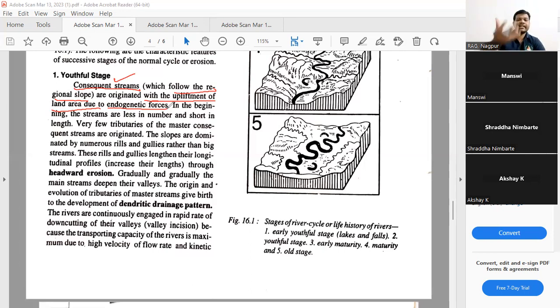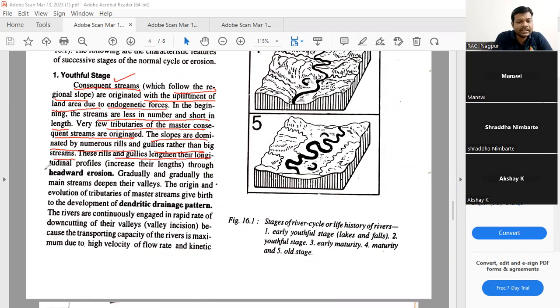With the uplift of the area, the original location of the river, which was at the plains, is now uplifted. So in the beginning, the streams are less in number and short in length. Very few tributaries of the master consequent stream originate. The slopes are dominated by numerous rills and gullies rather than big streams.